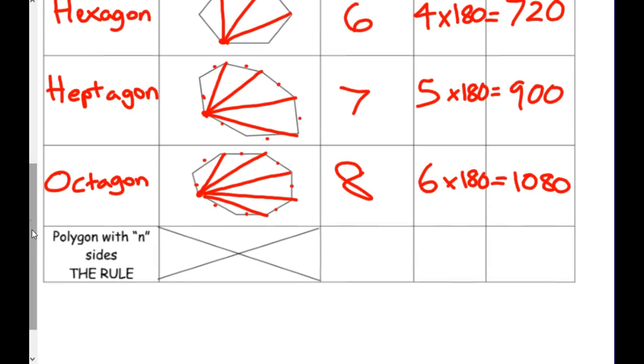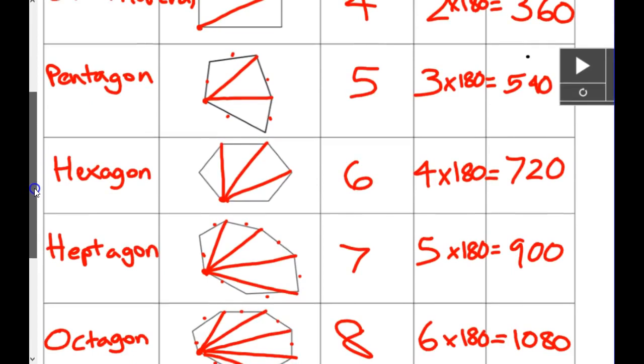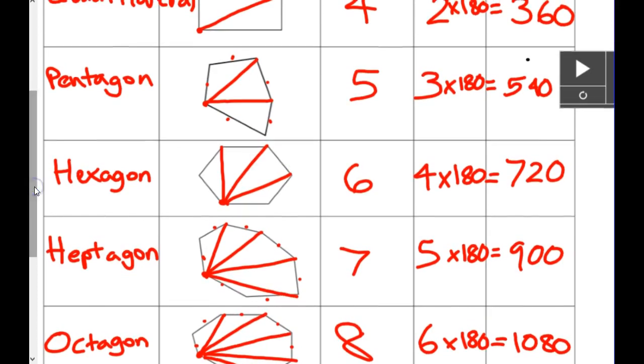Now, polygons with n sides. Now, we're making a rule at the bottom. Okay, what's the rule when we're talking about how many degrees are inside of a polygon? Notice at the end of every one of these rows, these numbers are not the same. They keep changing each time. But we can get a rule or a formula to help us figure out, if we know the number of sides, then we can figure out the number of degrees inside.